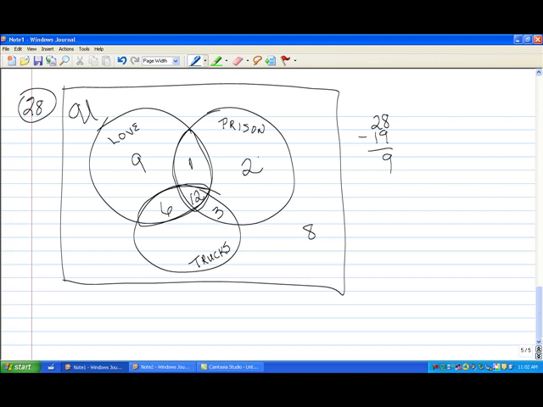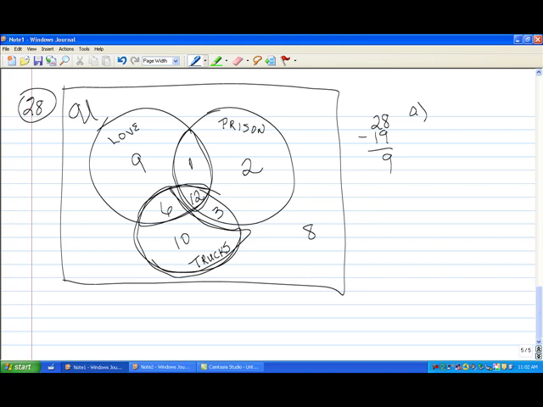16 about truck drivers who are not in prison. Truck drivers who are not in prison would be that part. We've already got 6, so we need 10 more. Okay, so now we're ready to answer the questions.